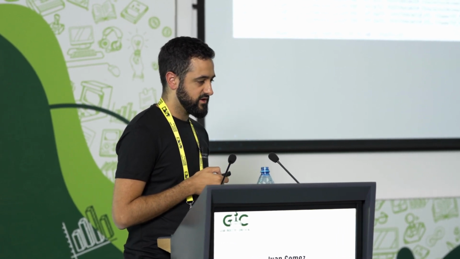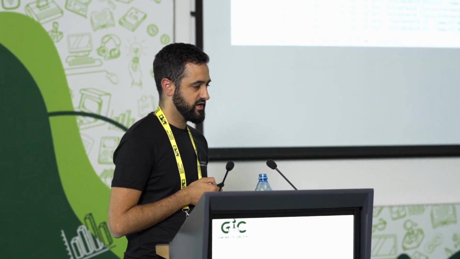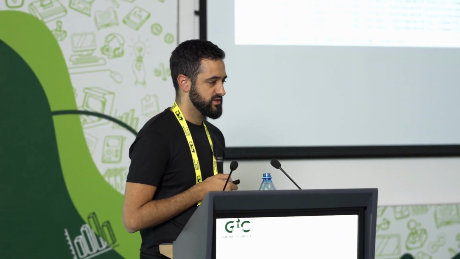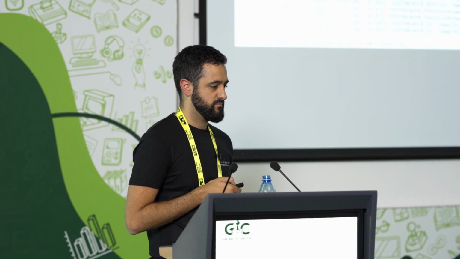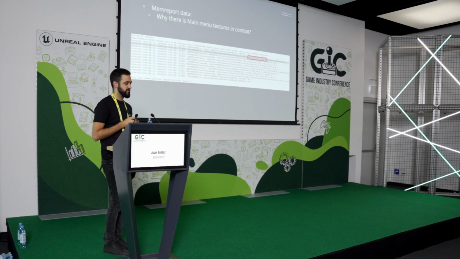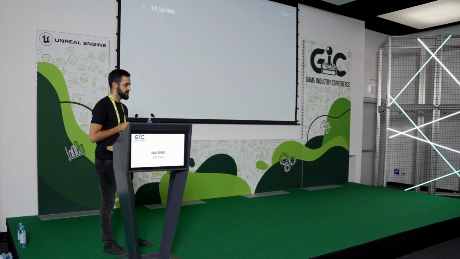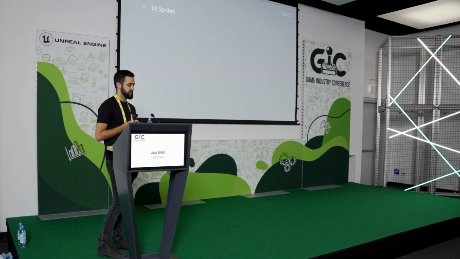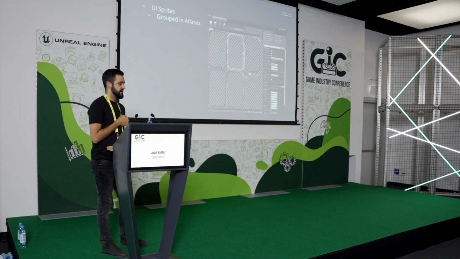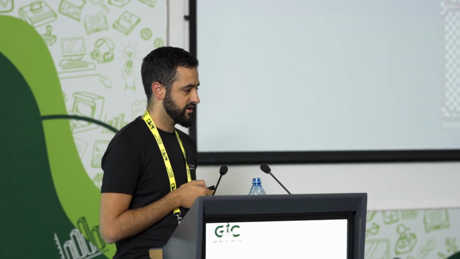And you can find funny things, like for example, here we have a main menu texture atlas that is loaded in Kombat. But that's probably a mistake, right? So let's see what's going on. So we have UI text sprites, right? And those sprites are grouped in atlases. They look something like this. So basically, these are for the cards, and we have the frames and some icons, right?